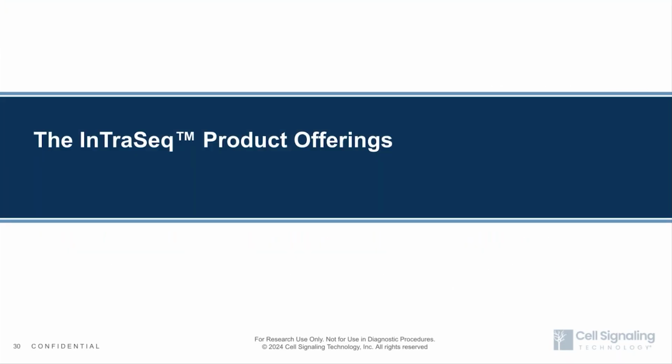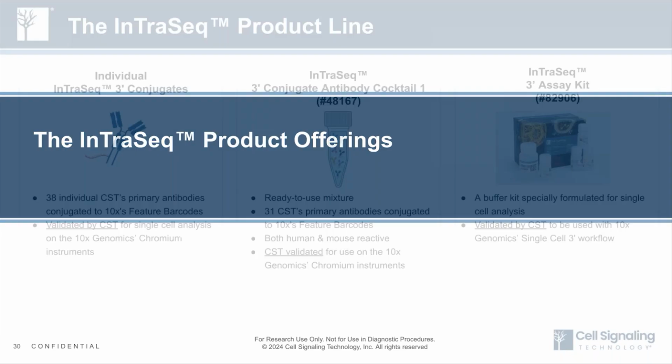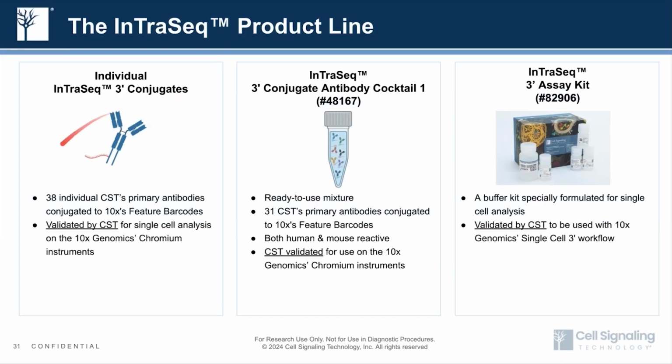Now, some of the product offerings we have: we have 38 individual conjugates. However, because today we just released 3 additional ones, there are actually 41 conjugates. And we currently have a cocktail 1 that has 31 antibodies in the cocktail. And this cocktail 1 is both human and mouse reactive.